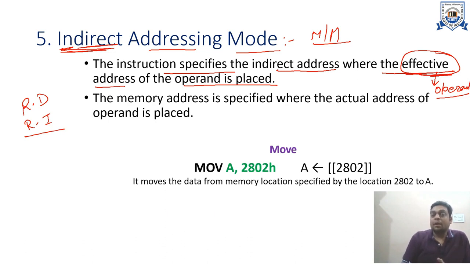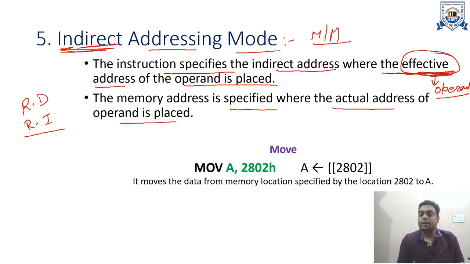In this addressing mode, we will get the address of the effective address, and from the effective address, again we will move to the operand. The memory address is specified where the actual address of the operand is placed. It means we will get the address of the operand, not the operand directly. Okay.